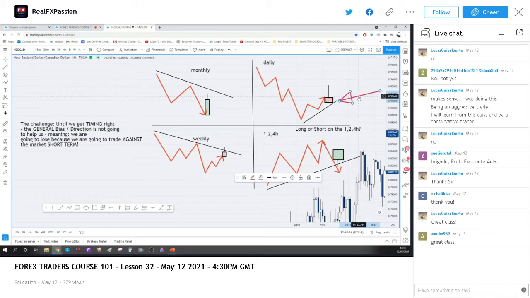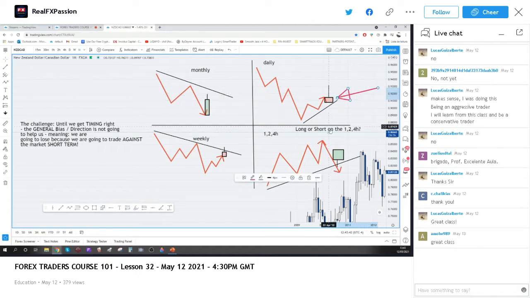How many times, everybody, does the market break a low, make a head and shoulders, break a trend line, break a Fibonacci on the 1 hour, 2 hour, 4 hour chart, and you are shorting the market on the 1 hour, 2 hour, 15-minute chart, and you lose because the higher time frame is still in an uptrend. True or not true?